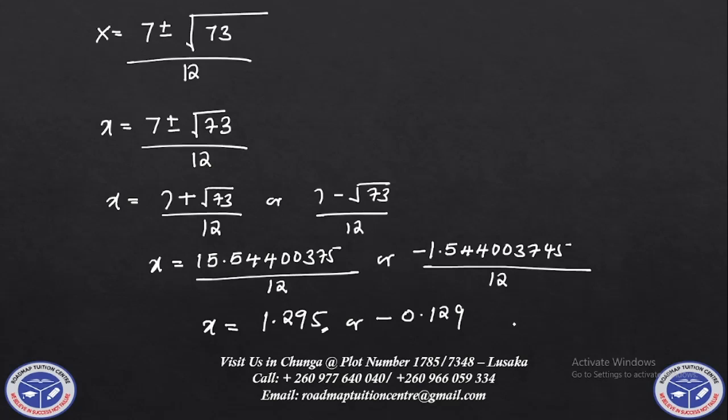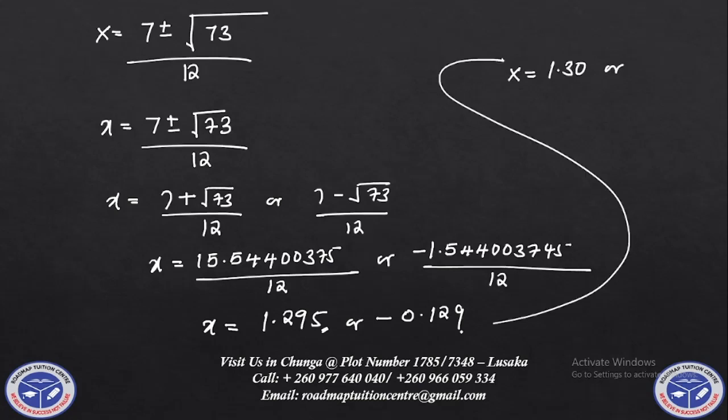So therefore, we can say that x here is 1.30. Then here, this 9 gives us a value of 1. When you add the 1 to 2, it gives us 3. So we say negative 0.13. These are the solutions for our question, and the answers have been given to two decimal places.